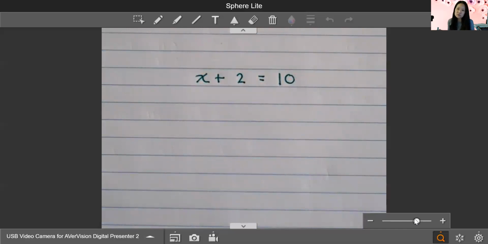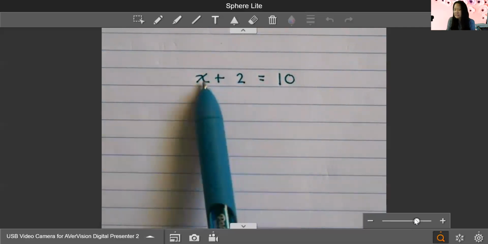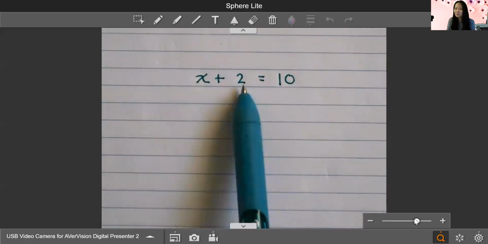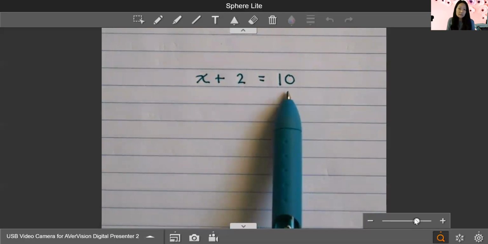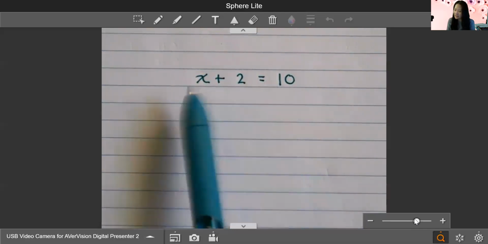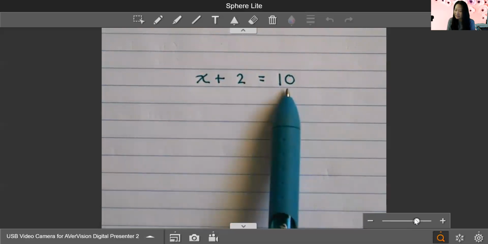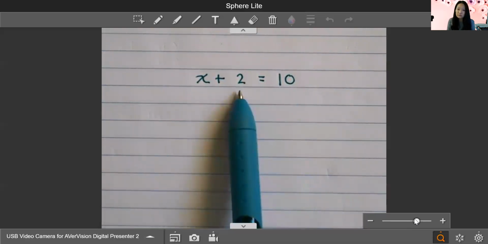If I ask students, how did you get 8? There are multiple ways a student would answer that question. The most common answer I would get is something like this: Oh, I know that this is 8 because 8 plus 2 is 10. Some other students will say, well, I got 8 here because 10 minus 2 is equal to 8.